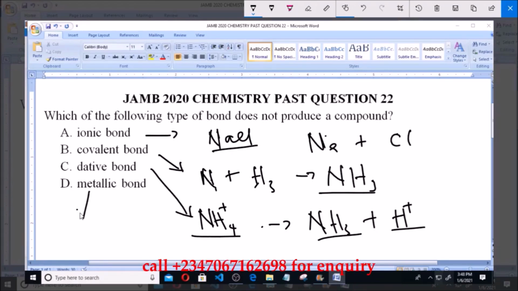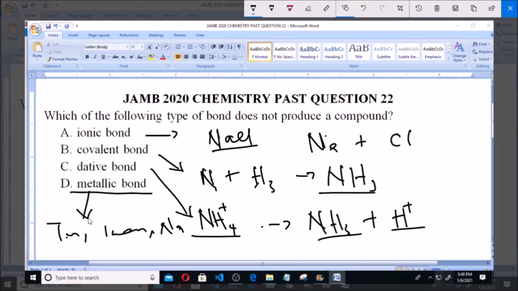But looking at metallic bond, it is the bond between the atoms of a metal. Metallic bond helps to keep a metal in place. Like for instance, the type of bond between the atoms of tin, iron, sodium are metallic bonds. Now in this case, you see that metallic bond does not result in the formation of any compound at all. So the answer to this question is option D, metallic bond, because it does not produce a compound.